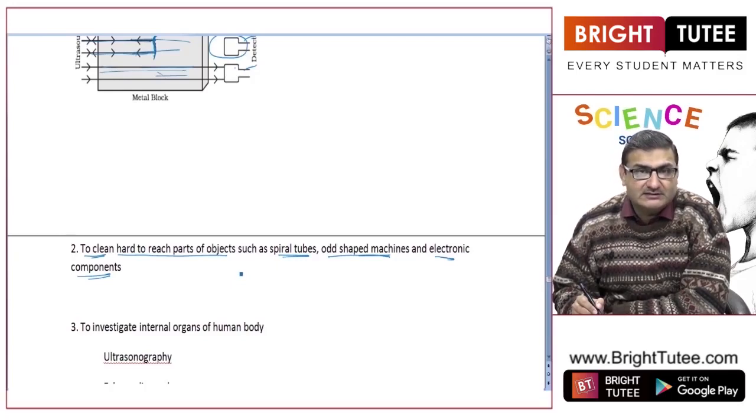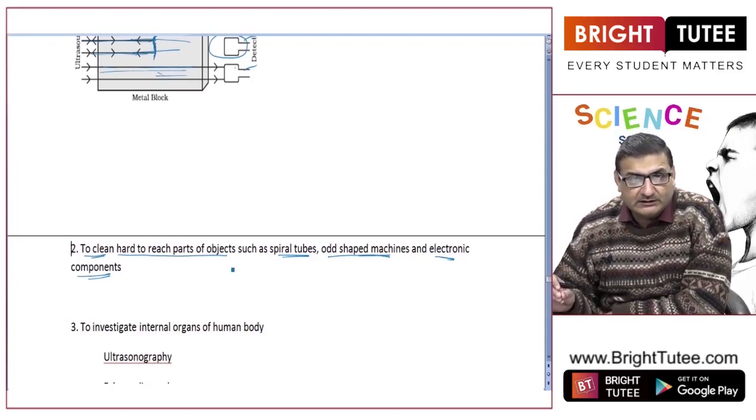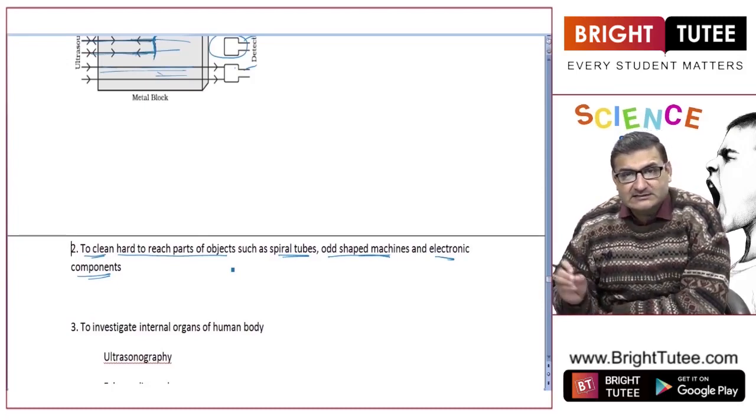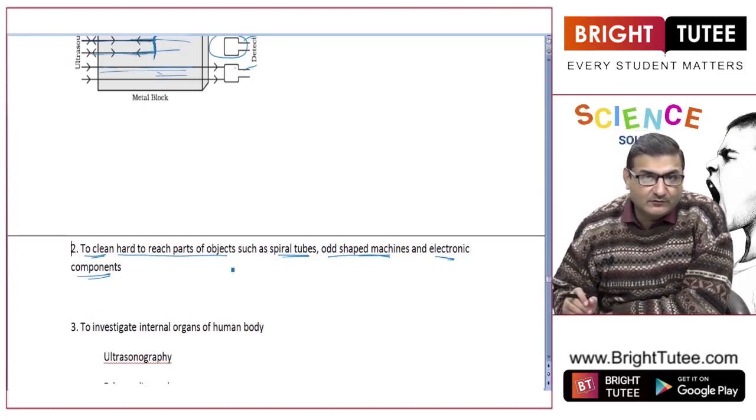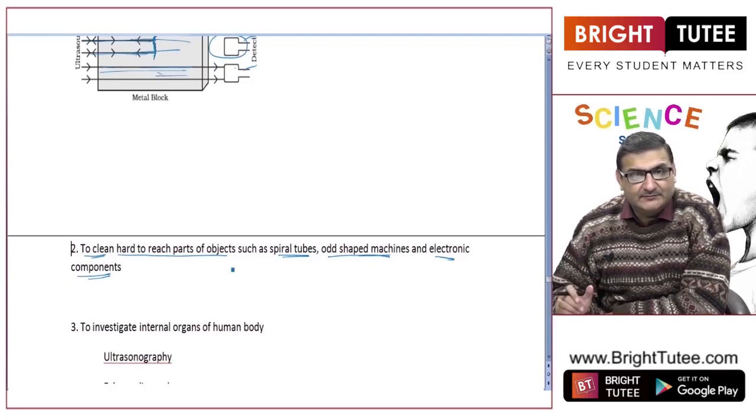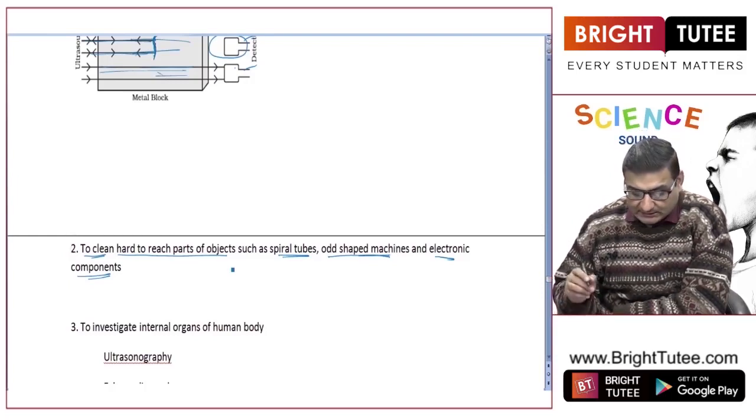So when there are some dirt or dust particles stuck there, in order to clean them, because they are unreachable for us, what we do is we dip them in water and we pass the ultrasound waves. These high frequency waves will stir the water with a great force, because of which the dirt and dust particles which were sticking to that surface will fall down, and hence the equipment may be cleaned. So this is another use of ultrasound. Let us see the third use.